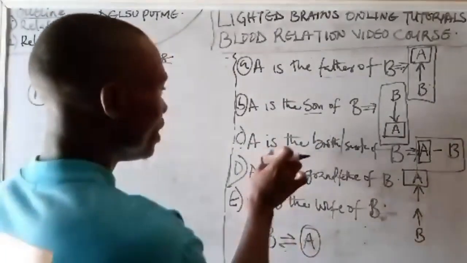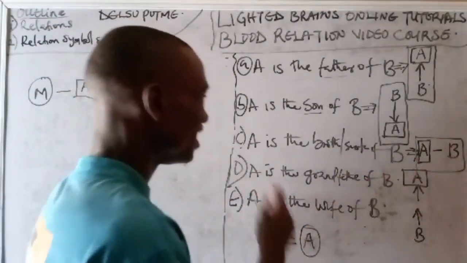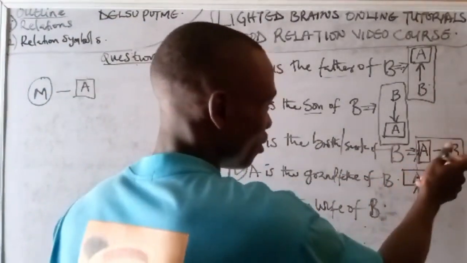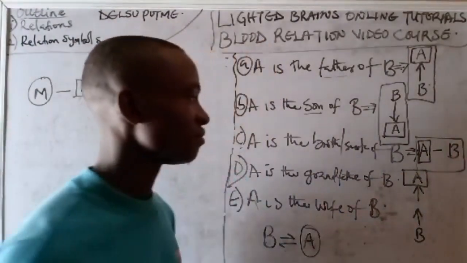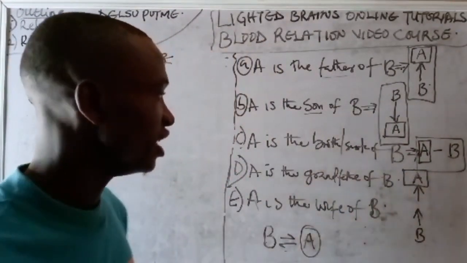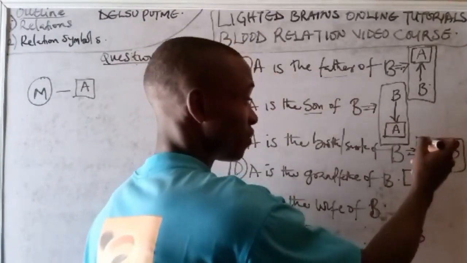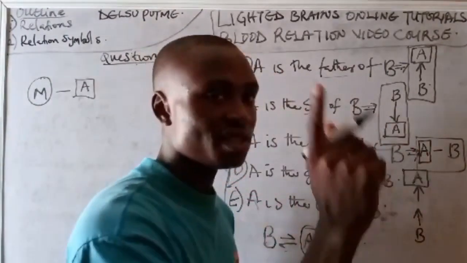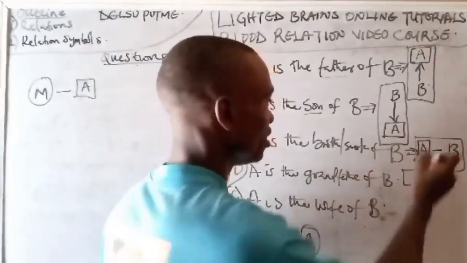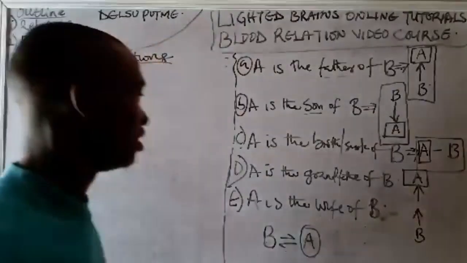Do you get? So A is the brother or sister of B. Now, I represented it with brother. So if you want to represent it with sister, that means a female person, you circle it. Do you get? So that is that.